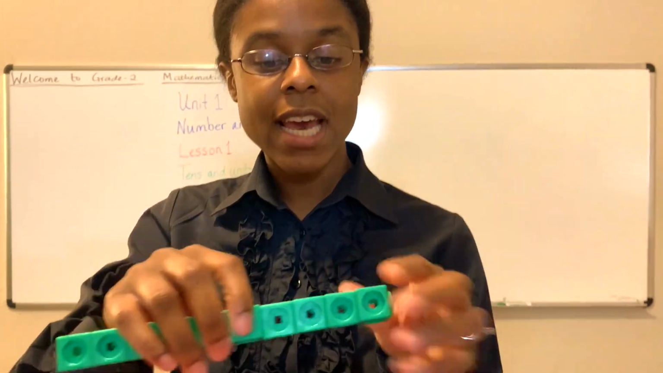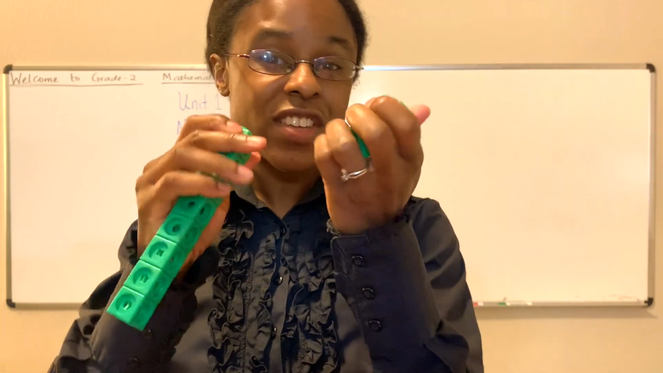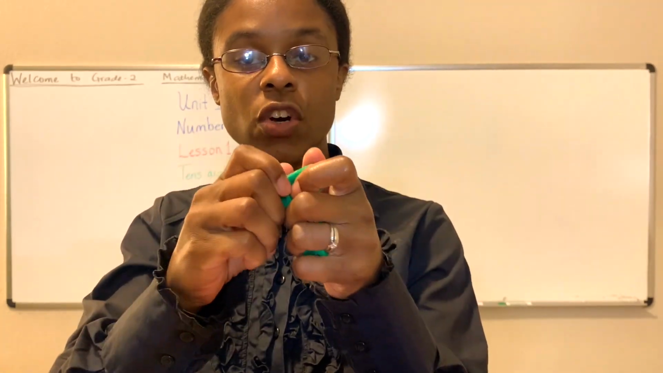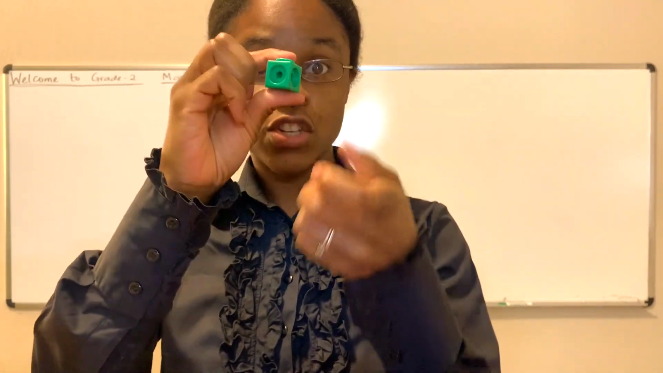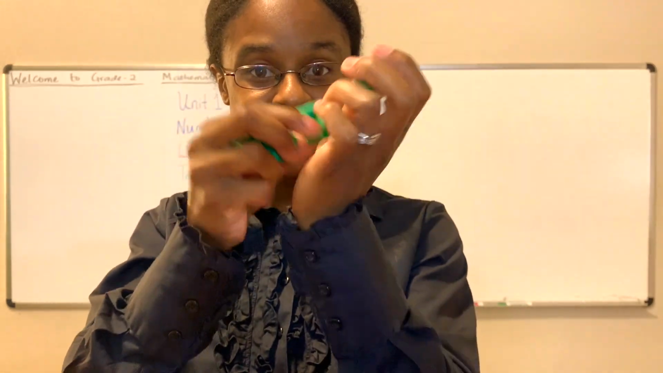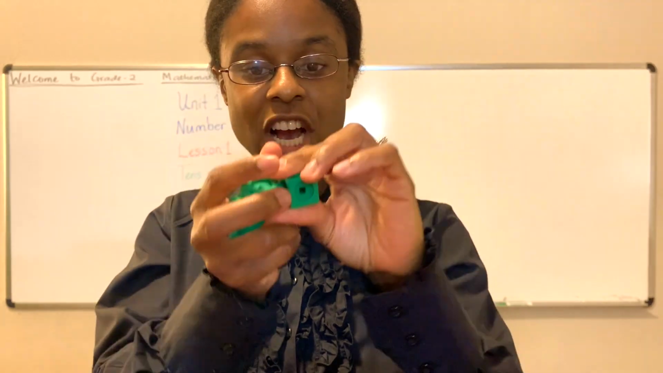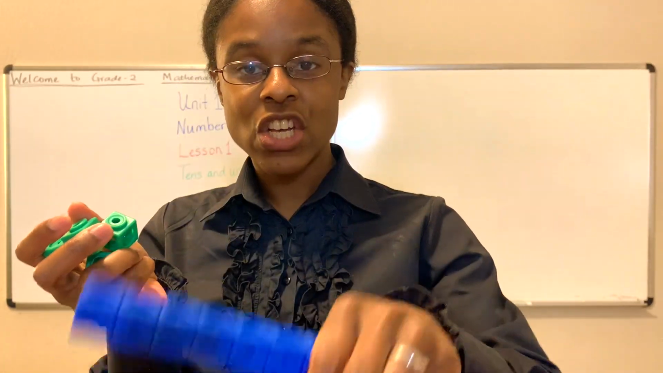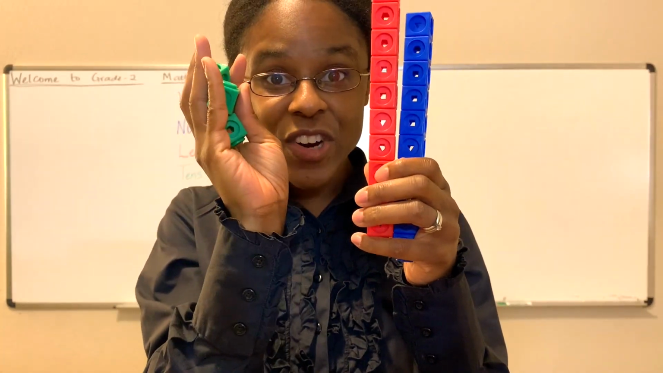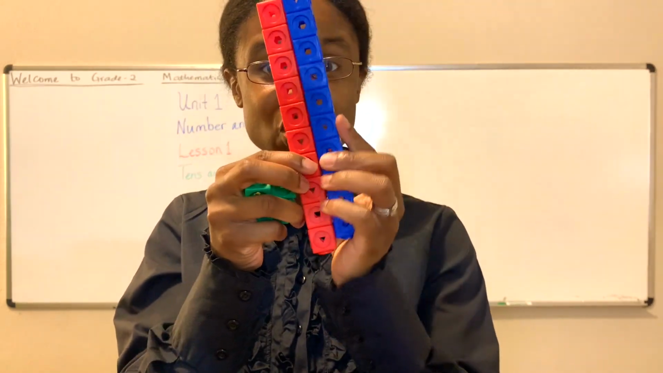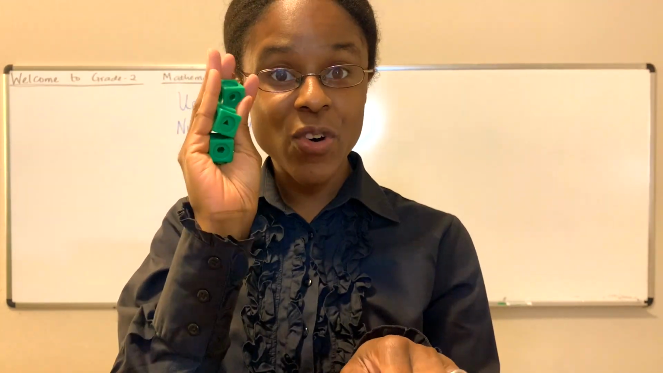Now, whenever you take some of these apart, we call these units, okay? So here, I've got 1, 2, 3, 4. I've got 4 units. So now I have two 10s and 4 units. Two 10s and 4 units.